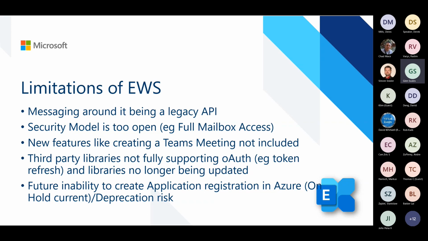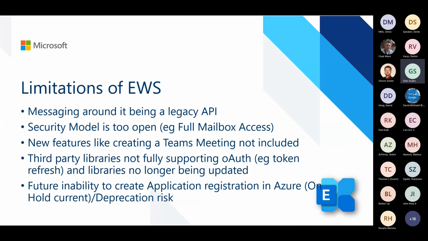New features like creating Teams meetings not included. Obviously, AWS was built before Teams sort of came onto the scene. So, if you want to create a meeting and make it a Teams meeting in the graph, it's really simple. You set one property when you're creating the meeting. In AWS, there's nothing really to help you out. You'll have to use another graph API to create the meeting and get all the links and then paste that information back into the AWS meeting. So it's a little bit convoluted in that perspective.